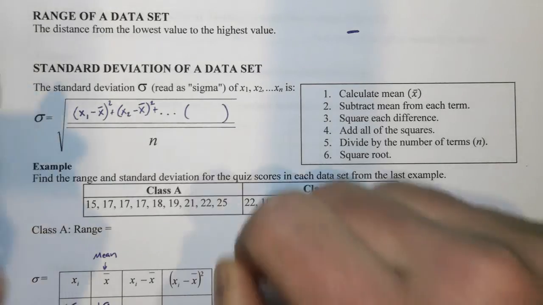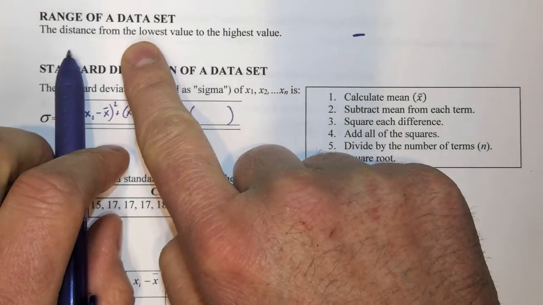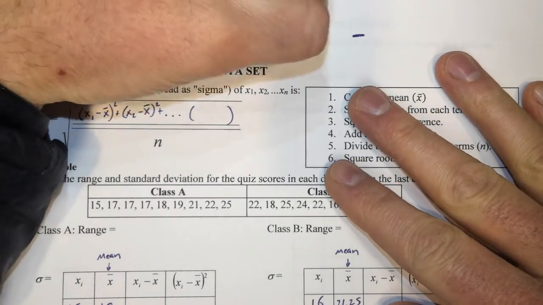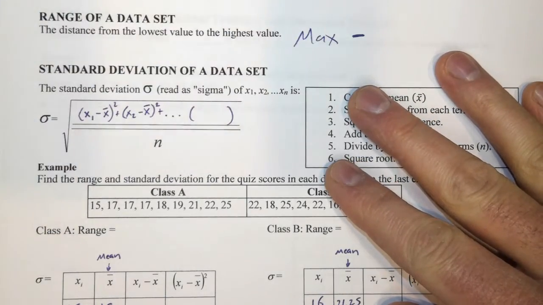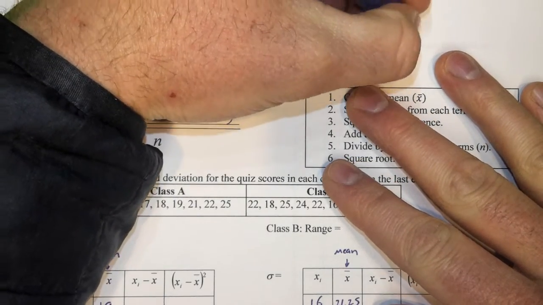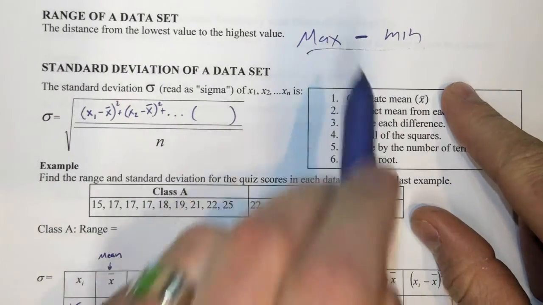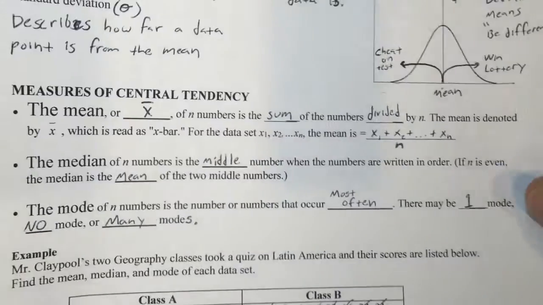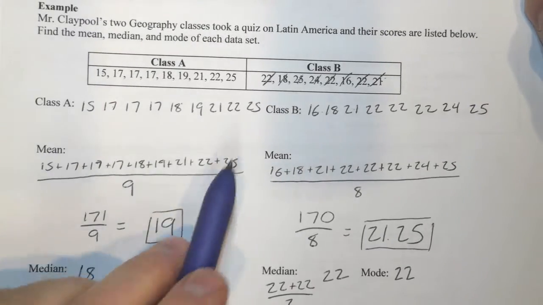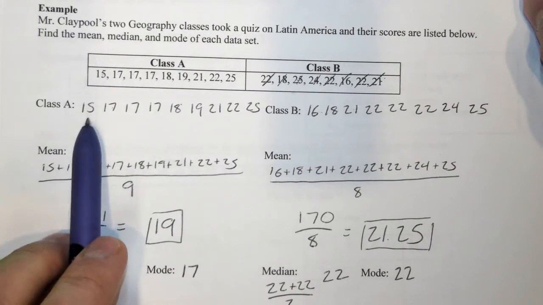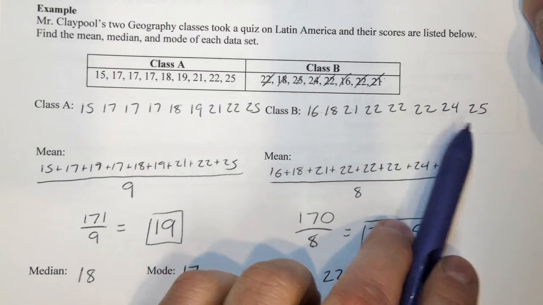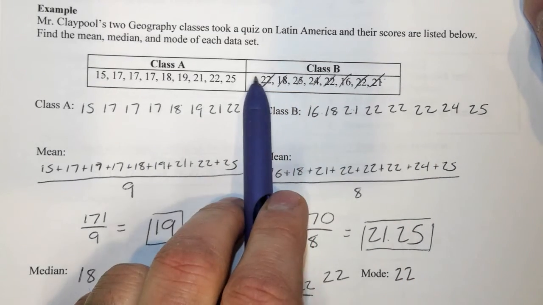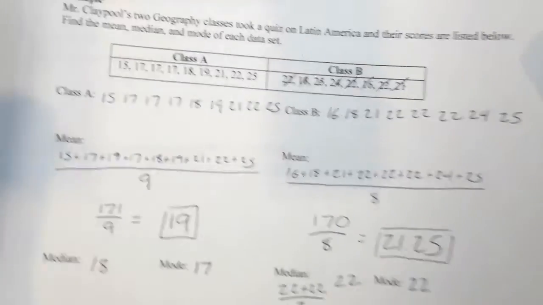Range is an old one. It is technically called the distance from the lowest value to the highest value. But a much quicker way to think about that is it is the maximum value minus the minimum value. This is the way that I always think of it, and it always works well for me. If your numbers are written in order from least to greatest, like I like to do, it is always the last number minus the first number. And that's true here, the last number minus the first number. Not up here. 21 minus 22 is not the range.